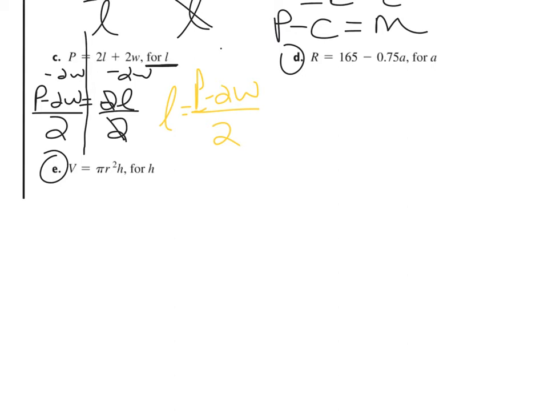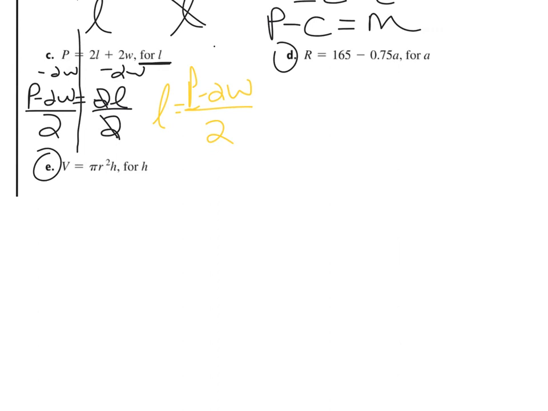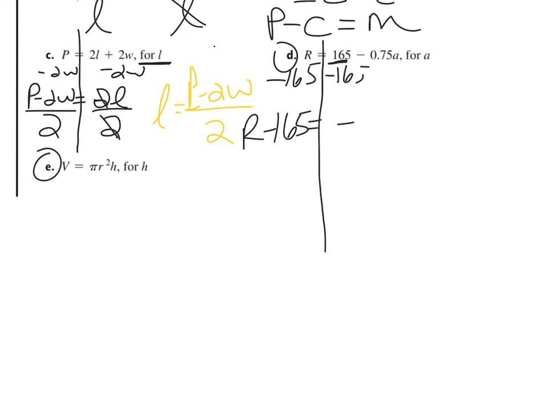Okay, so for D, what you're going to do is start with the line. I have to have a nice, beautiful line or else I'm not happy. And I need to get rid of the 165, so I'm going to subtract 165 from both sides. So I have R minus 165 equals negative 0.75a. And if I want to get a alone, I have to divide both sides by this.